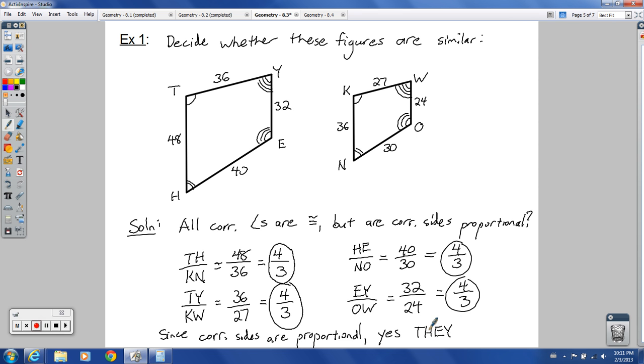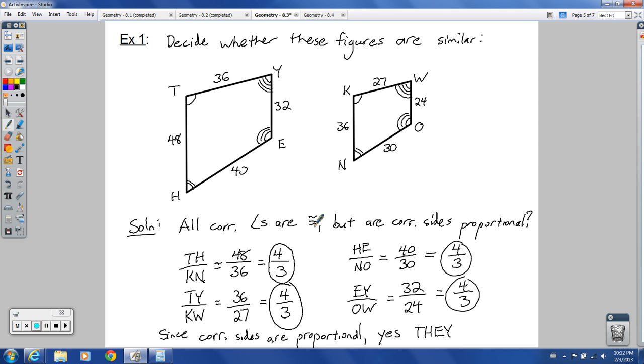So put the letters, just like congruent figures, the letters have to go in the corresponding order. Same thing with similar figures. They have to go in corresponding order. So T-H-E-Y matches up in the way that K, N, O, and W matches up. We're not going to write "are similar to" every time. We have a symbol for this one as well.